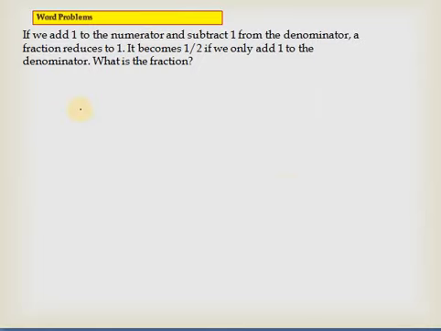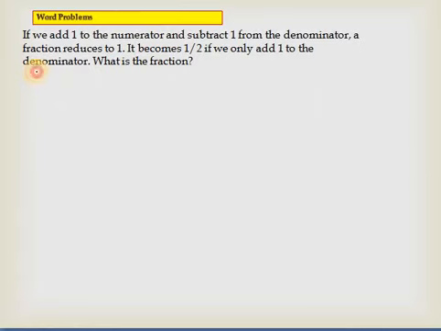Moving to the word problem. So I'm going to solve the word problem. So here, let's see how we can solve the word problem. The question is: if we add 1 to the numerator and subtract 1 from the denominator, a fraction reduces to 1, and it becomes half if we only add 1 to the denominator. What is the fraction?